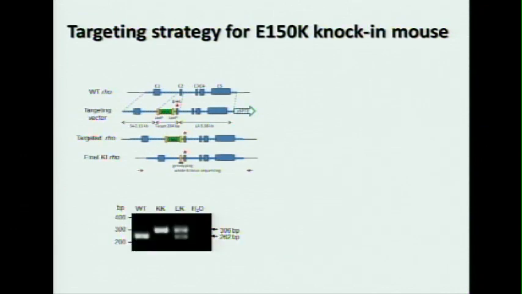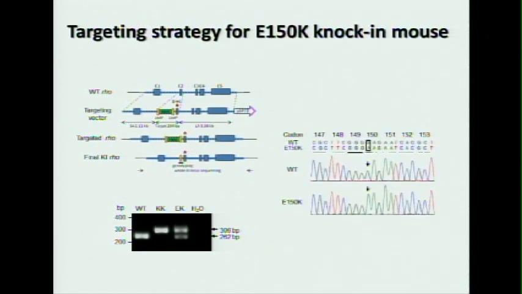The KK here denotes homozygous, and the EK here denotes heterozygous E150K mouse. We can see in the wild-type mouse we have a 262 bp PCR product, and in the homozygous mouse we have a 306 bp PCR product. We also confirmed with direct sequencing of the cDNA. The G to A alteration shown here is observed in the E150K mutant mice.